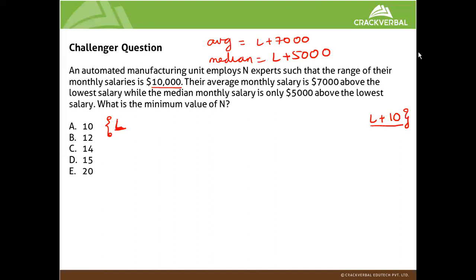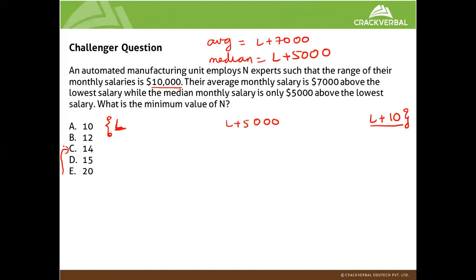So what Arun did is this. I think he used the best possible approach to solve this question. It's a good hard one. He first kept everything to be L and L plus 10,000. He got the average to be L plus 7,000 and the median to be L plus 5,000. Now the problem I'm going to face is I know the median is L plus 5,000, but I have absolutely no clue how many elements there are in this set. So the best thing to do is to always make use of the answer choices. If you're not able to proceed further, make use of the answer choices.